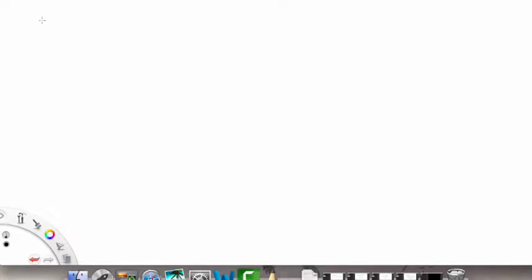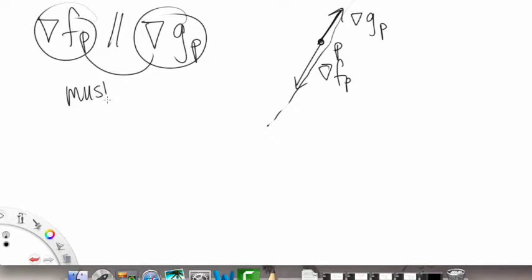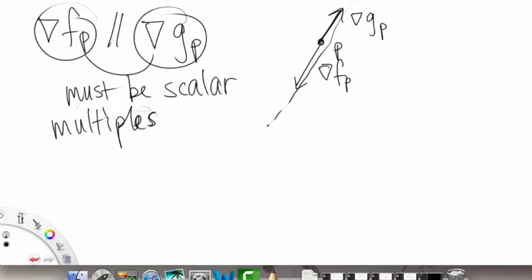So what that means is if the gradient of f at some point is parallel to the gradient of g at that same point, they lie on the same line, right? So, for example, this is our gradient of f at p, here is point p, and then the gradient of g. They don't have to be the same length or anything. It's just that they lie on the same line, right? If they're on the same line, as far as vectors go, they must be scalar multiples of each other, right? So here we're getting closer. We see the word multiples.